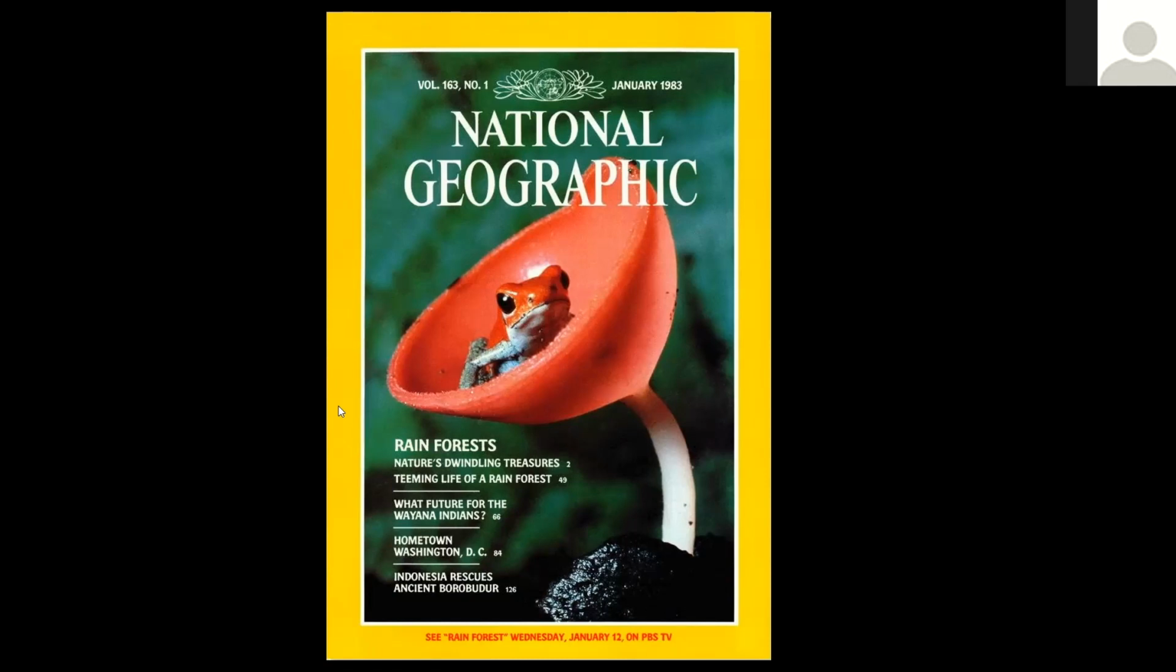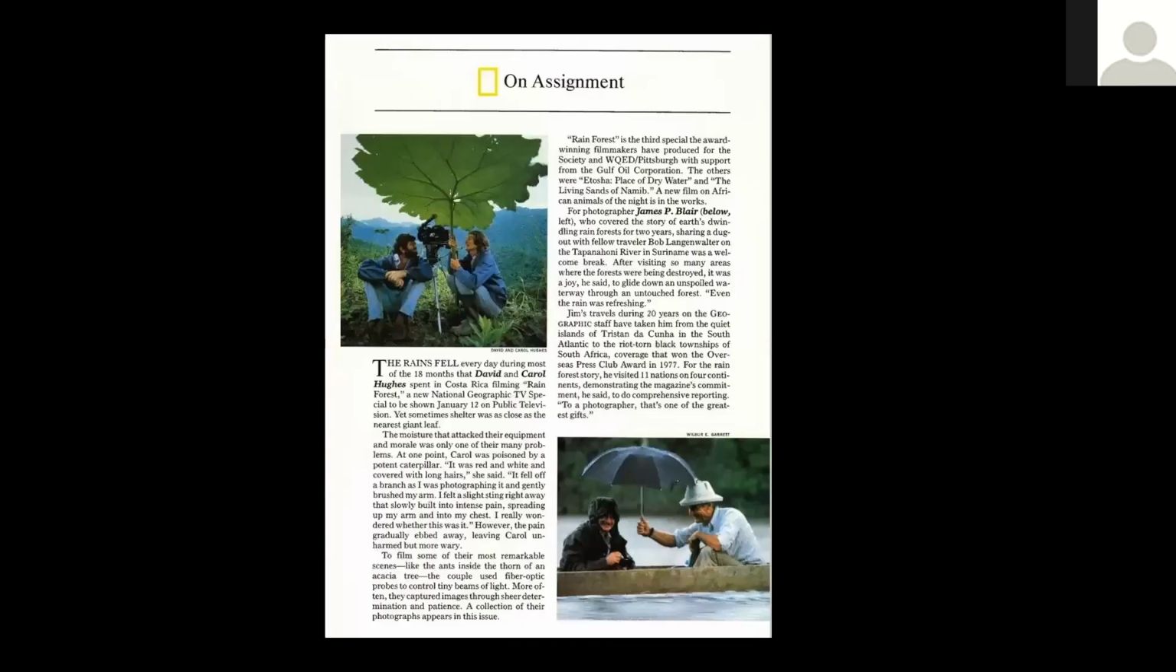This was, I think, in 1983, and it was about the rainforest. Many years later, I found the online version, and I was able to get the screen clipping of it. In the last page, where they talk about the photographers on assignment, there's this particular photograph of 2 photographers sitting, somewhere in Costa Rica, and it started raining and they pulled this big leaf and used it like an umbrella.